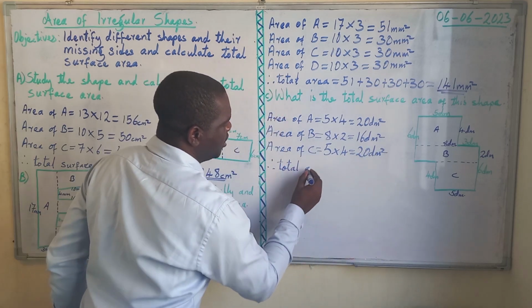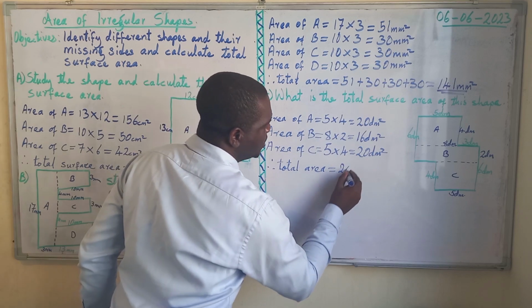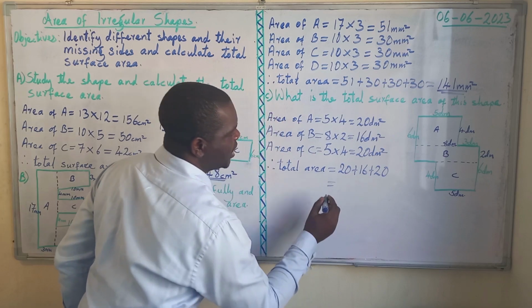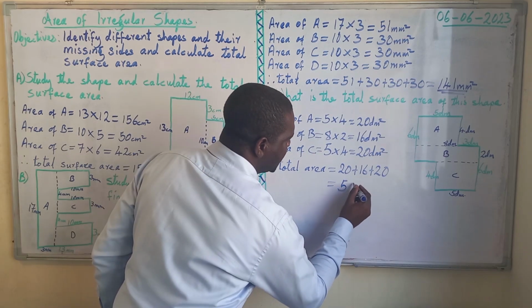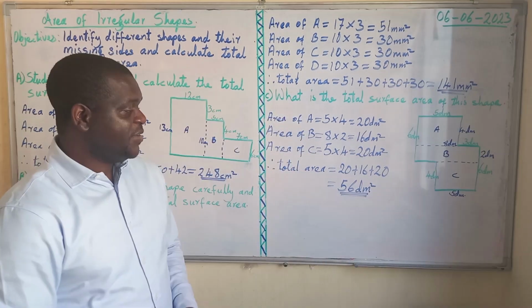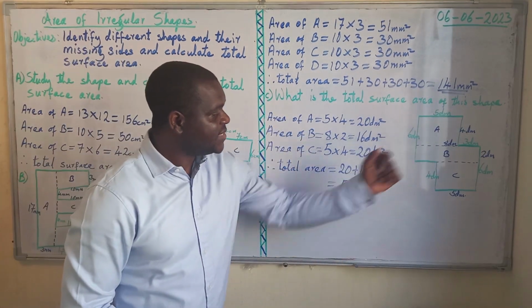Therefore, total area will be equal to 20 plus 16 plus 20. And if you add this well, it's going to give us 56 decimeters square. So this is it for the area of this irregular shape.